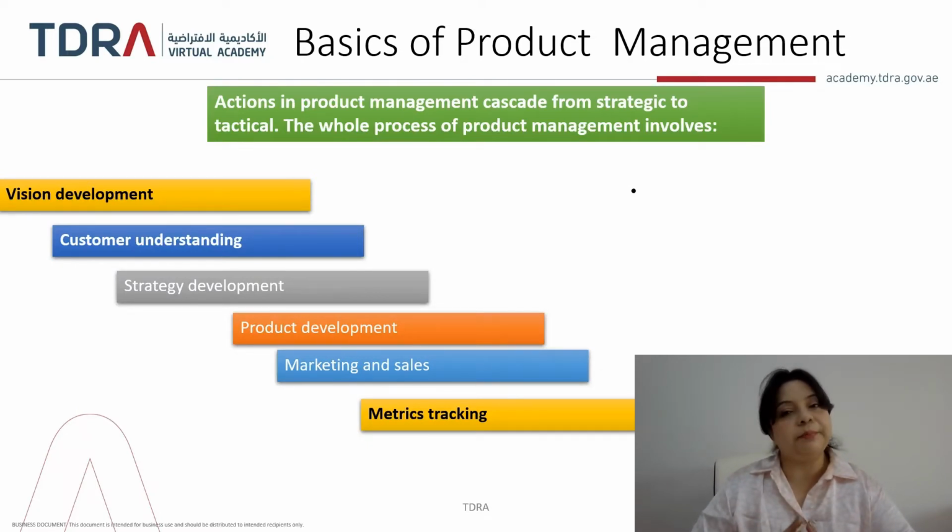The product manager basically starts with a vision, the development of a vision, which is not just a Gantt chart or schedules or anything, but it actually a strategic vision as to how the product will be developed. Then we gain a customer understanding of it and go into the strategic development aspect of it. And then the marketing, sales, and metrics and tracking. This again is a very, very brief overview of the role of the product manager.